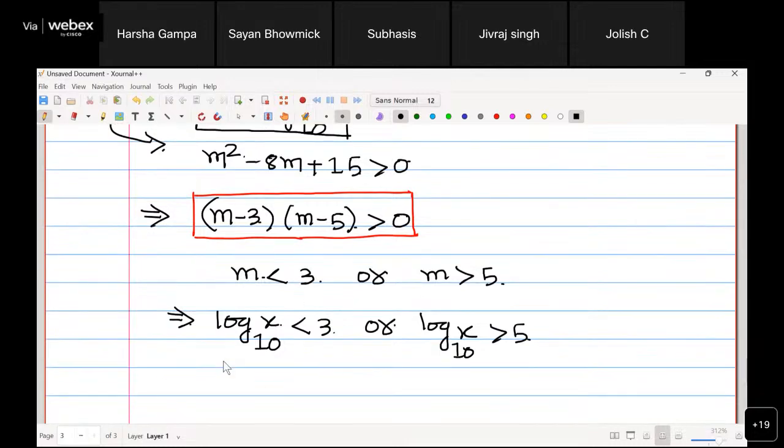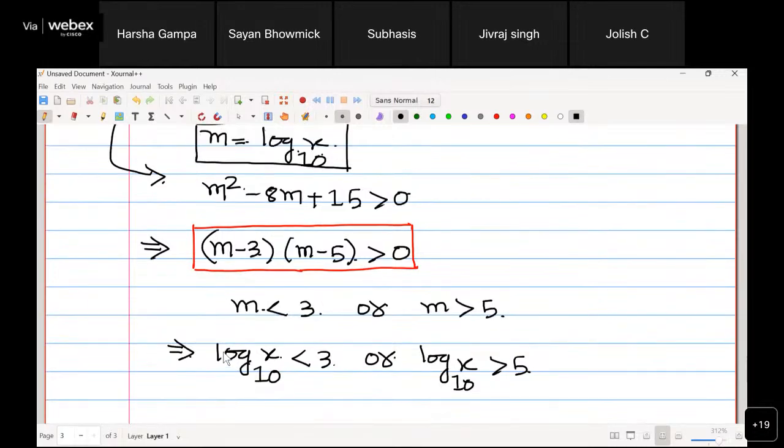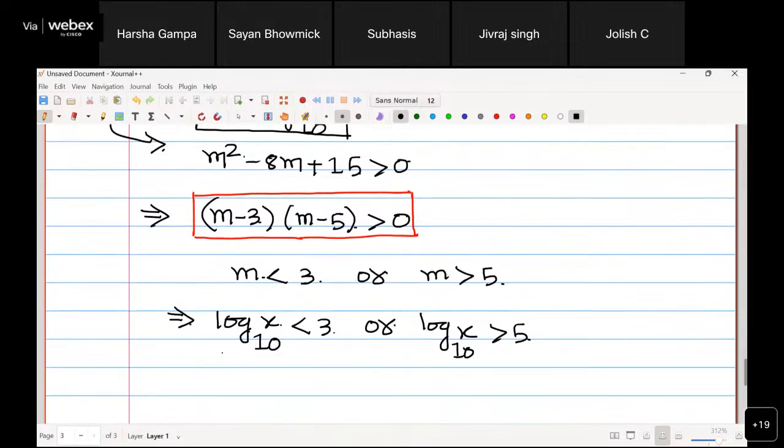Clear now? This part is clear? Yes, sir. So now can you tell me what will be the range for x? 0 to 10 to the power 3. Just tell me the next step from here. What can I get next?